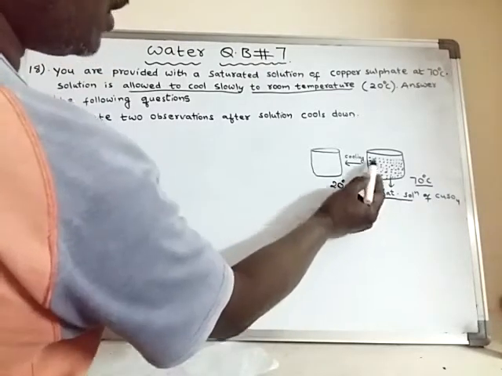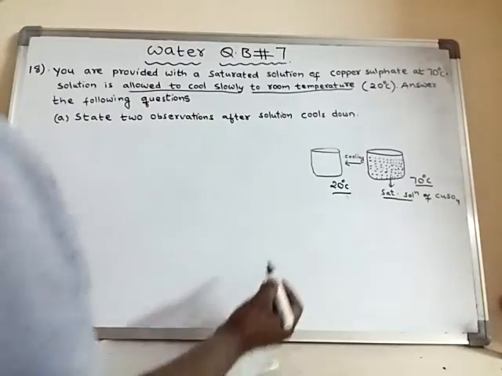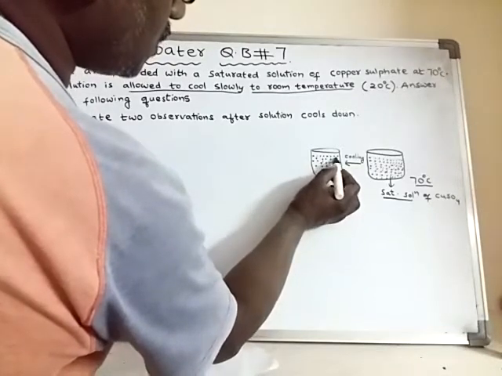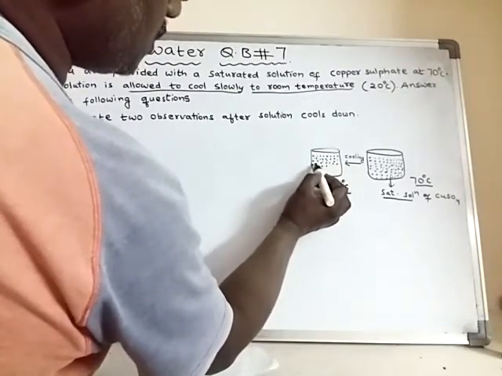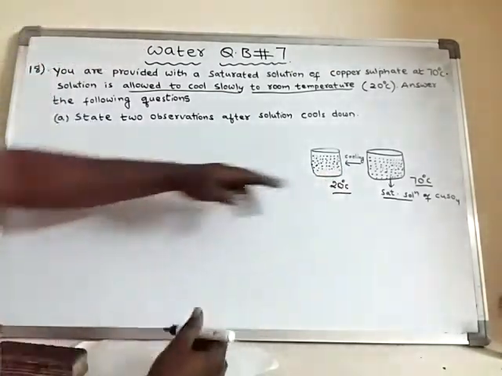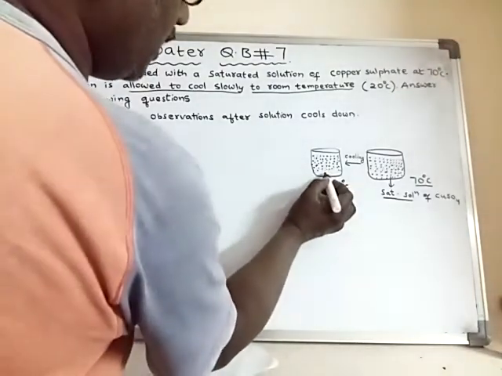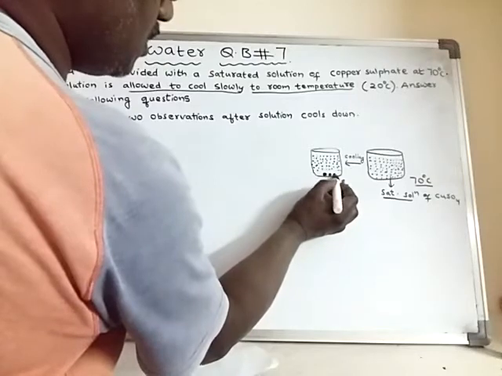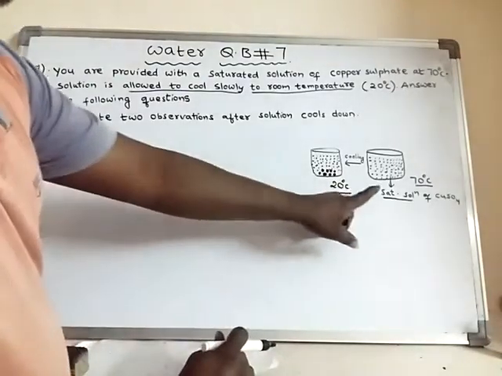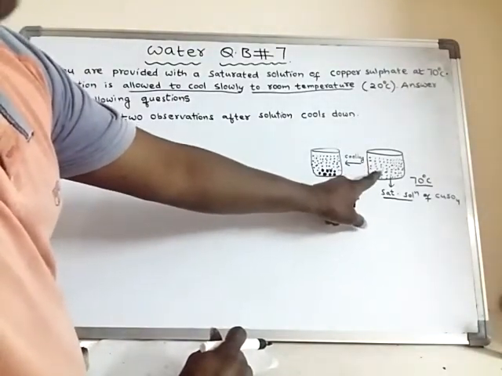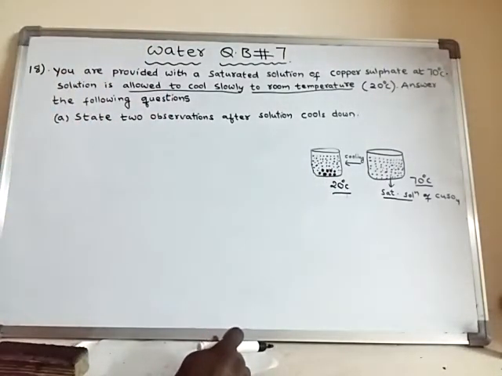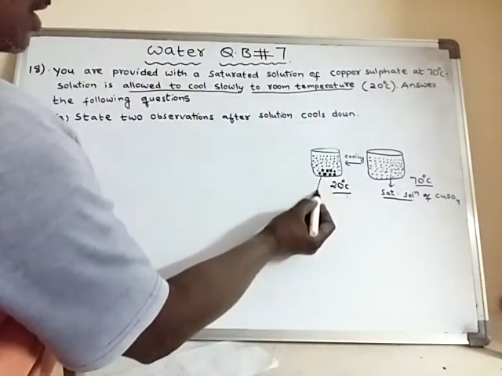Whenever a saturated solution is cooled, what happens? Some amount of the dissolved substance will become undissolved. Some amount of the dissolved substance will come out from the solution in the form of undissolved substance, and settle at the bottom. So here, copper sulfate crystals.